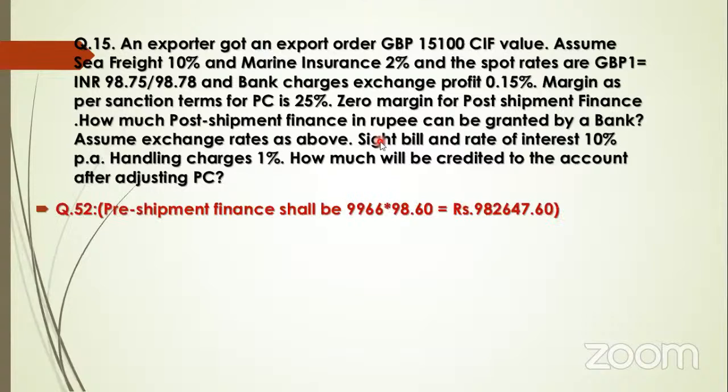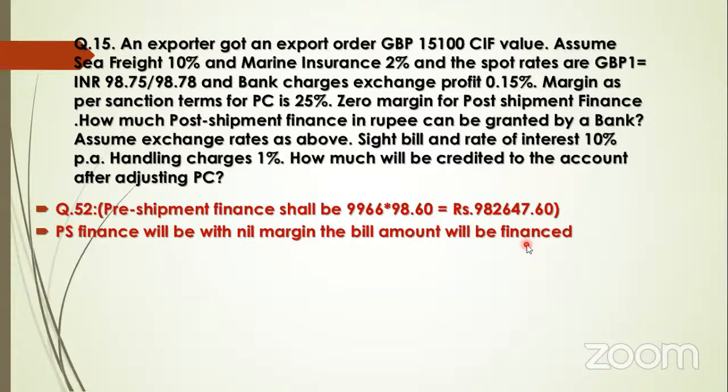This calculation you have already done, so it will be in the background. The 9,82,647.60, you have already given as pre-shipment. Now you have finished the goods, packed and shipped them. Now he is bringing you all the documents. Now you have to give another finance within the limit. You will now give post-shipment finance. How much post-shipment finance will you give?